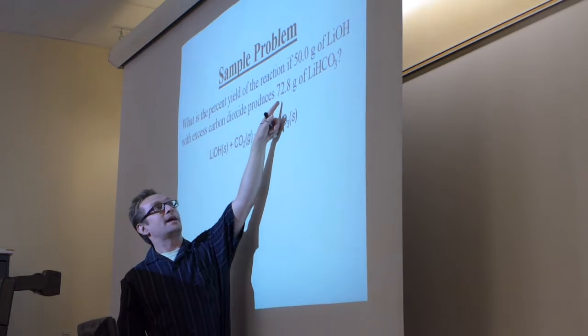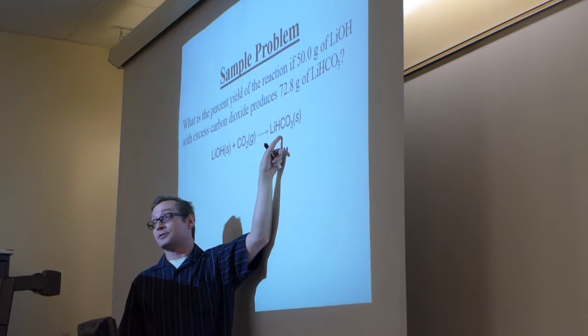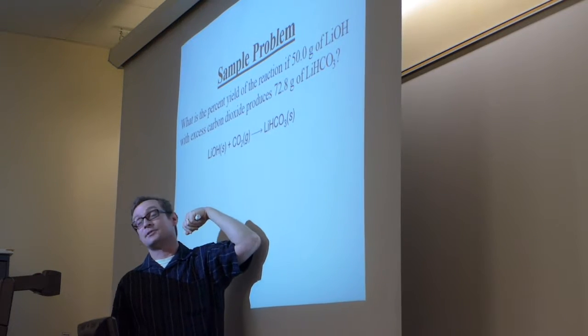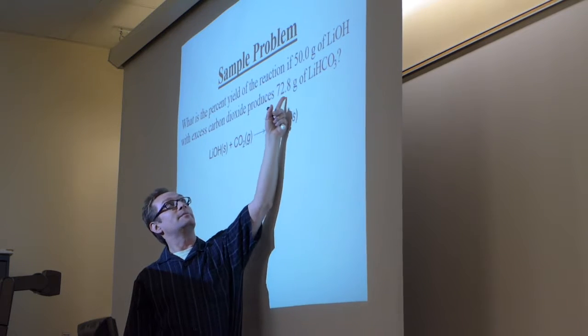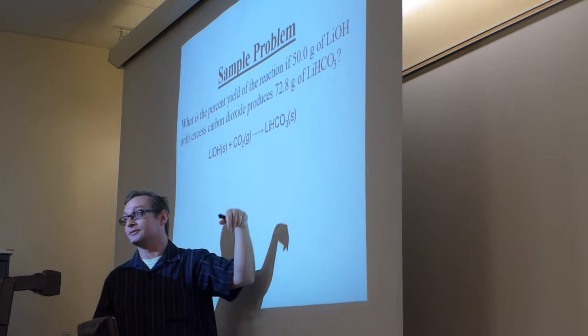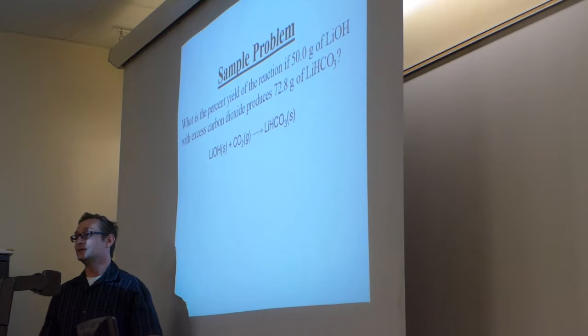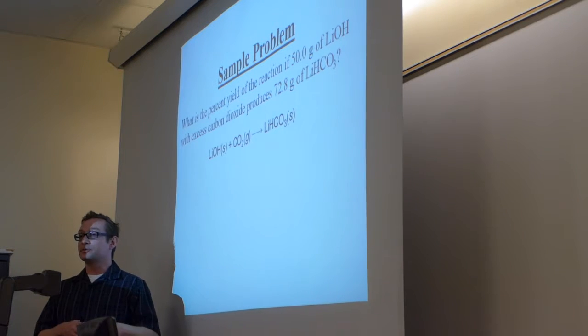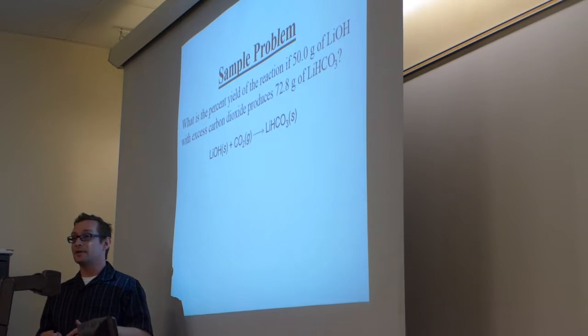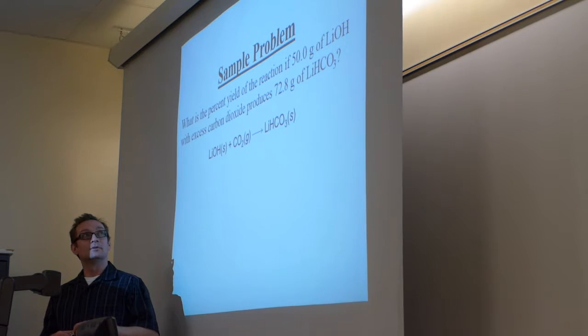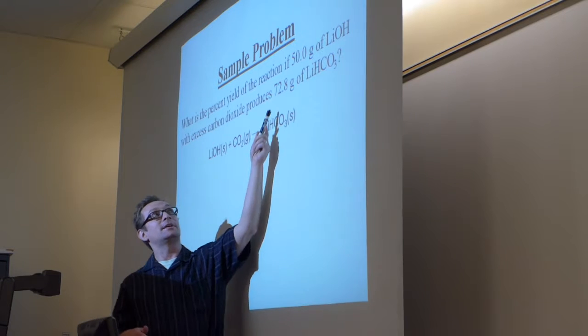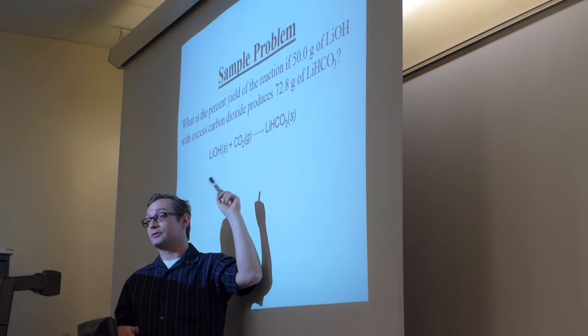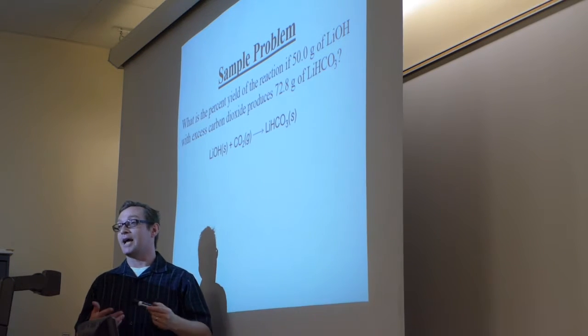And then it gives us another mass, but it gives us a mass of product that's produced. It's talking about percent yield, so what would this number represent? The equation for percent yield is actual divided by theoretical yield times 100. So would that 72.8 grams be an actual or theoretical? It has to be an actual.